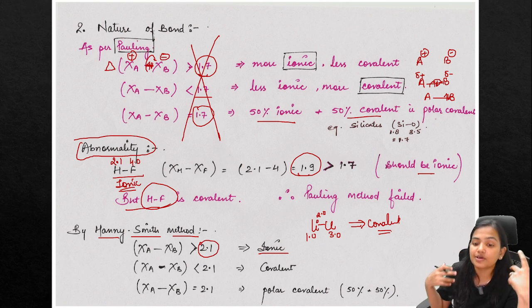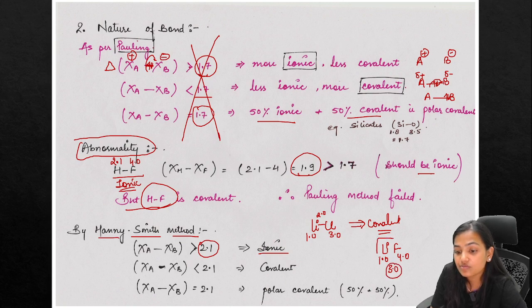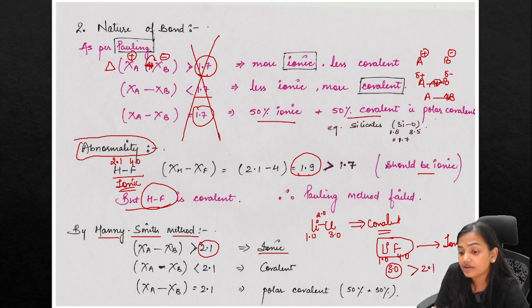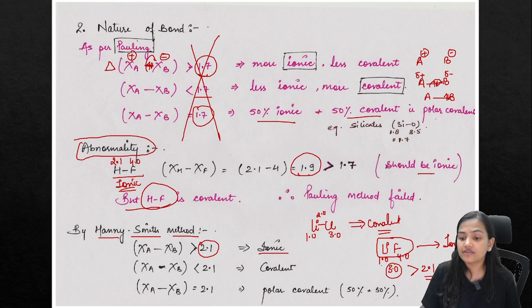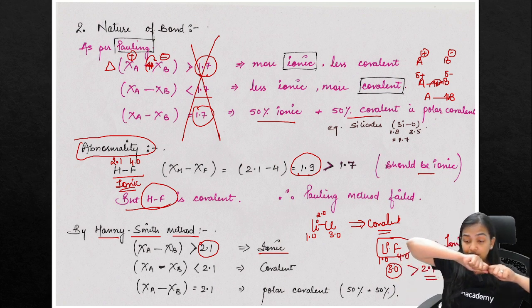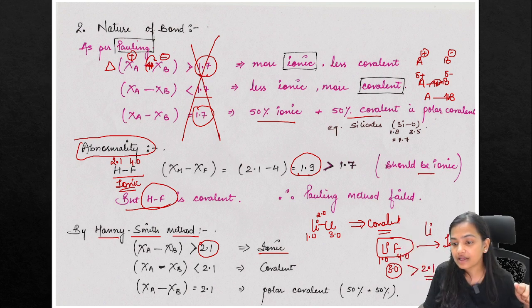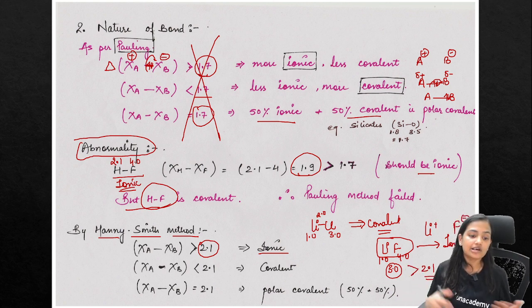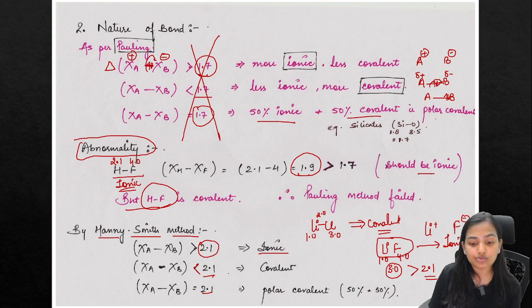But if you are talking about LiF, the lithium is 1.0 and the fluorine is 4.0. The difference is 3.0, so lithium fluoride is more ionic, because the difference is 3.0, which is greater than 2.1. Whenever the difference is greater than 2.1, the molecule is said to be ionic. It's very obvious: lithium is very poorly electronegative and fluorine is highly electronegative, so fluorine, because of its relative strength, will pull the shared pair of electrons towards itself, and Li becomes positive and F becomes negative. This is what Hannay-Smith says. He has given the value 2.1. If the difference is less than 2.1, it will remain covalent.